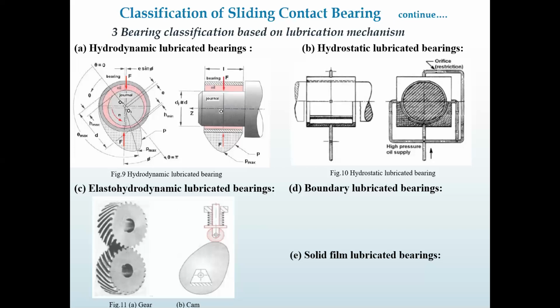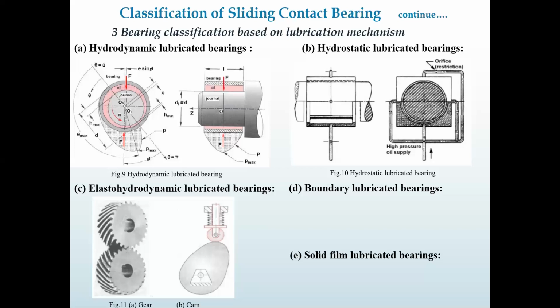Elastohydrodynamic lubrication occurs when the lubricant is introduced between surfaces which are in rolling contact, such as meshing gears, as shown, rolling elements or races of rolling contact bearings, or cam and follower, where elastohydrodynamic lubrication occurs.